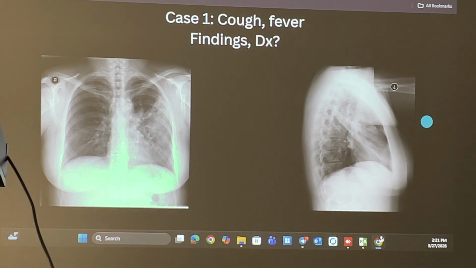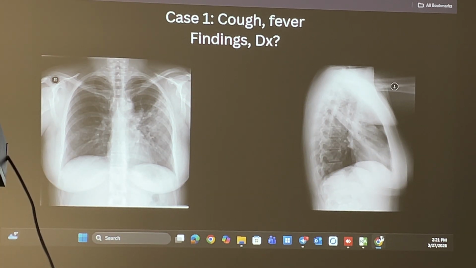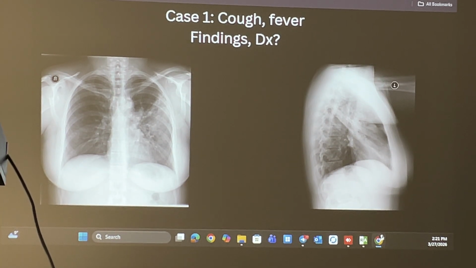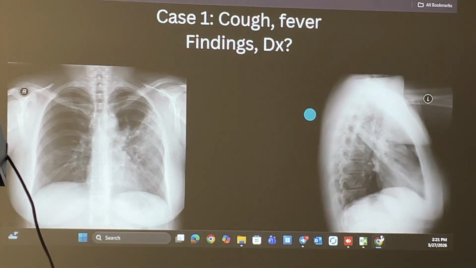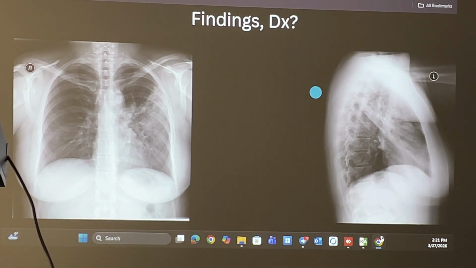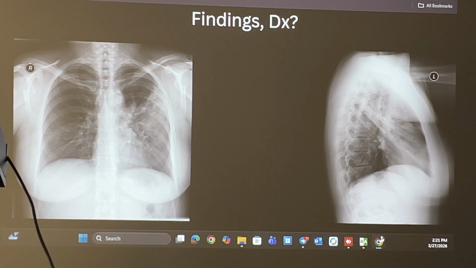Skip this one. So the first case is a patient who has cough and fever. What are the findings and what is the diagnosis? On the left side we are seeing the fluid on the other side. Fluid?